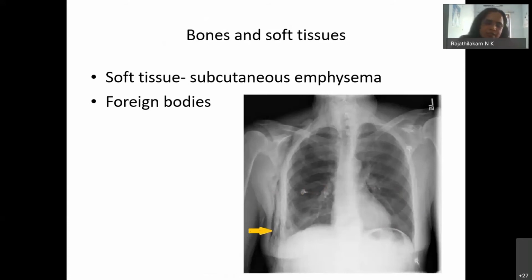Here we can clearly see subcutaneous emphysema and some foreign bodies. So in every X-ray, the soft tissue should also be seen. In soft tissue, there can be subcutaneous emphysema. Next slide, please.